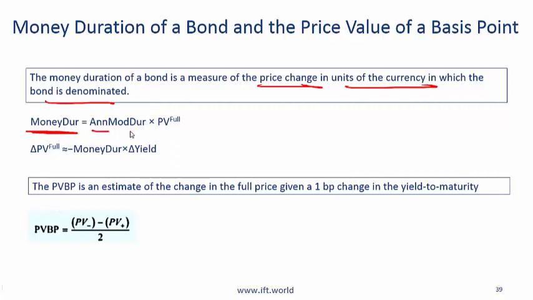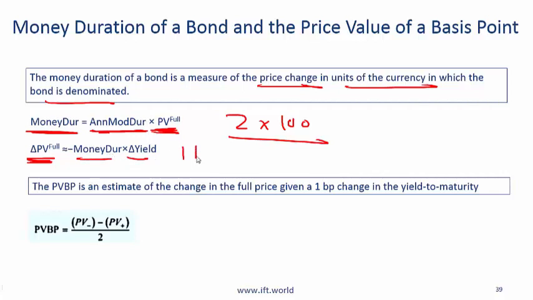Money duration is equal to annualized modified duration times the full price. If you are given the Macaulay duration, then you will have to convert that Macaulay duration into the annual modified duration, and that's done in several examples in the curriculum. So if the value of a bond is 100 and annual modified duration is 2, then the money duration will be 200. And then the change in price of the bond, the full price, is minus money duration times change in yield.